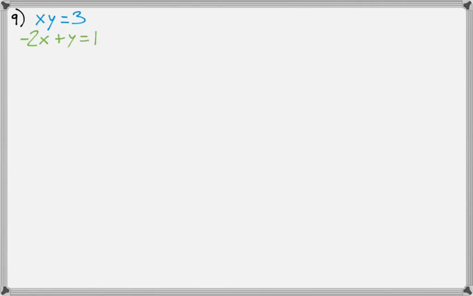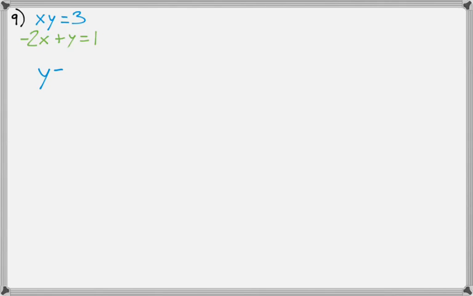Question number 9, I'm trying to find the intersection point of the two graphs. And I'm doing it by the substitution method. So my first step is going to be to isolate for one of my 4 variables. And I'm going to choose to isolate for the top y. So I'm going to divide both sides of that top equation by x.